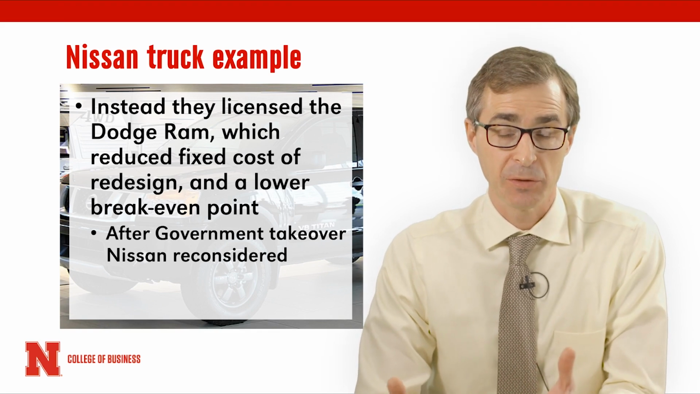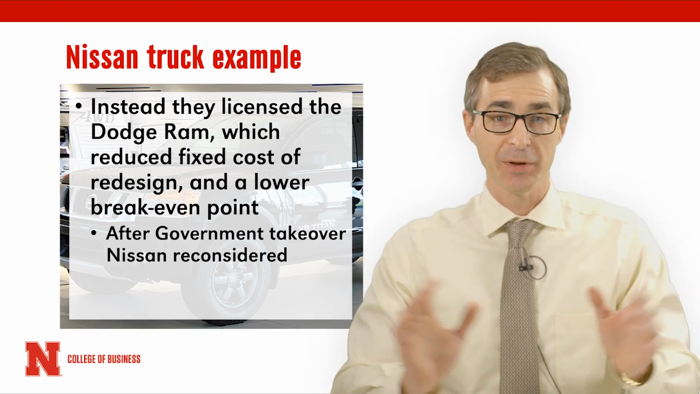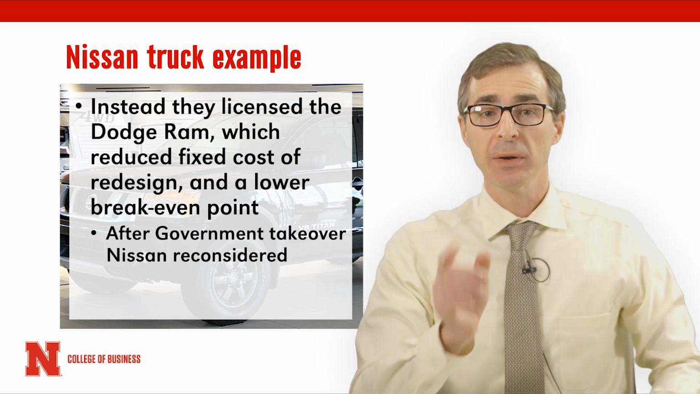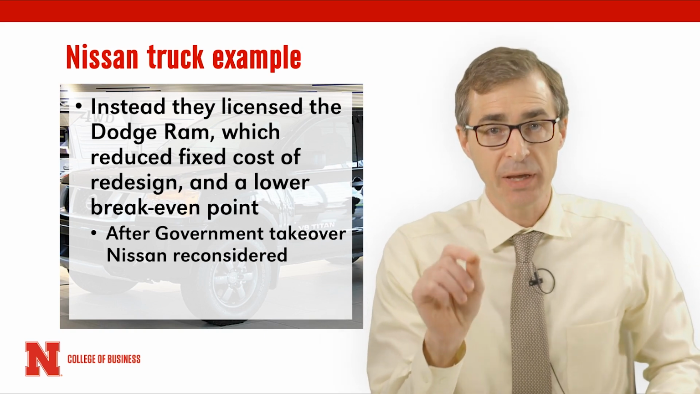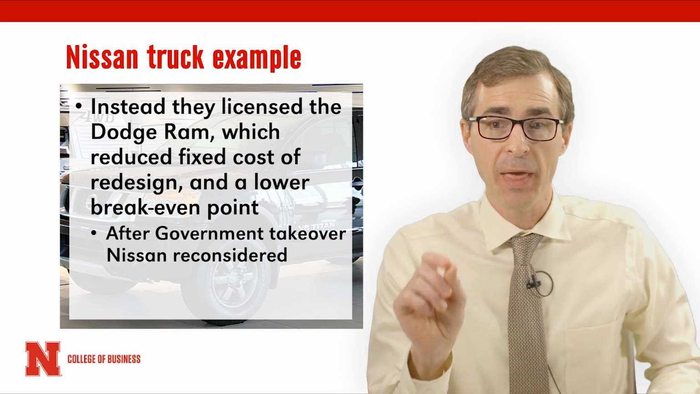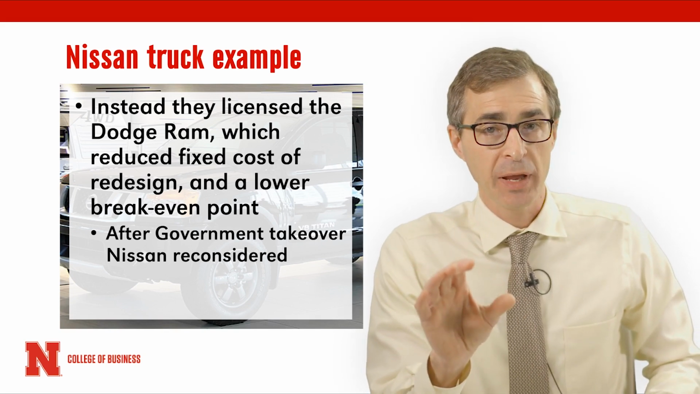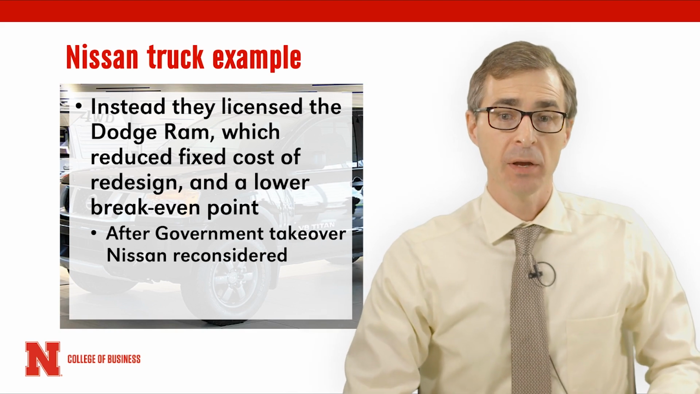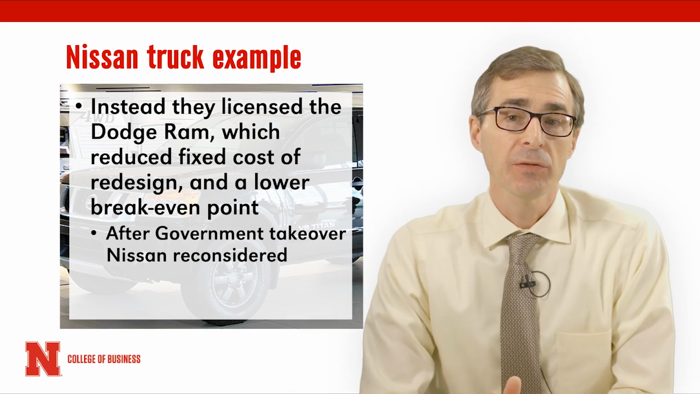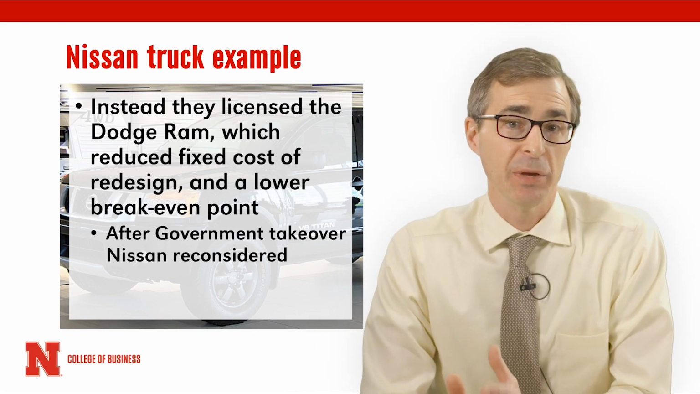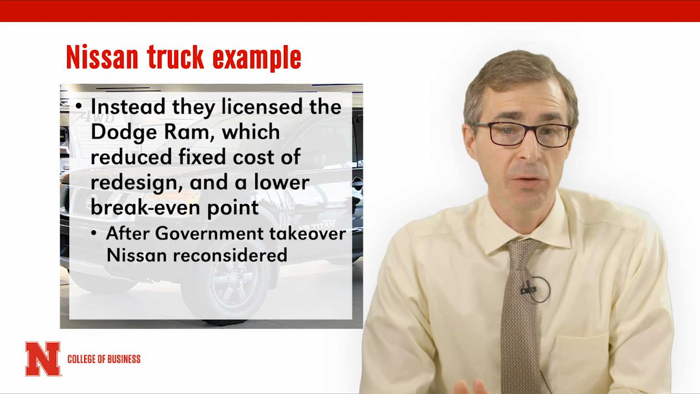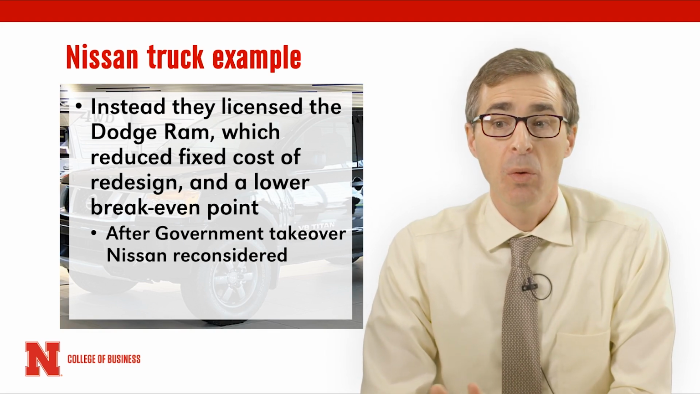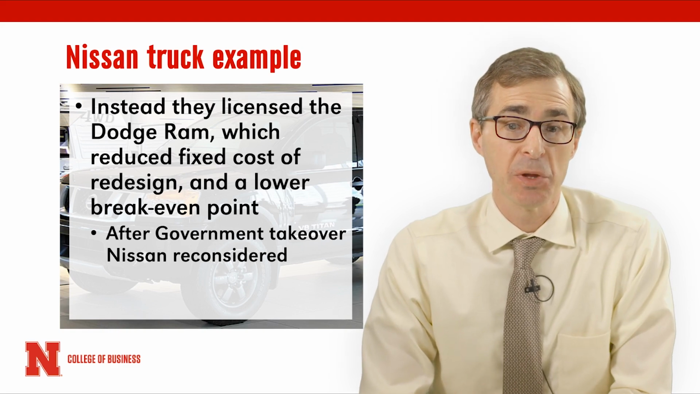Now, after the government took over Chrysler, Nissan probably had some second thoughts on this, some buyer's remorse, but let's focus on the break-even quantity analysis and what that licensing of the Dodge Ram truck did to lower the break-even quantity for Nissan. The cost of licensing the Dodge Ram worked out to be $80 million, and the annual cost of that, assuming a 12% cost of capital, worked out to be about $9.6 million.